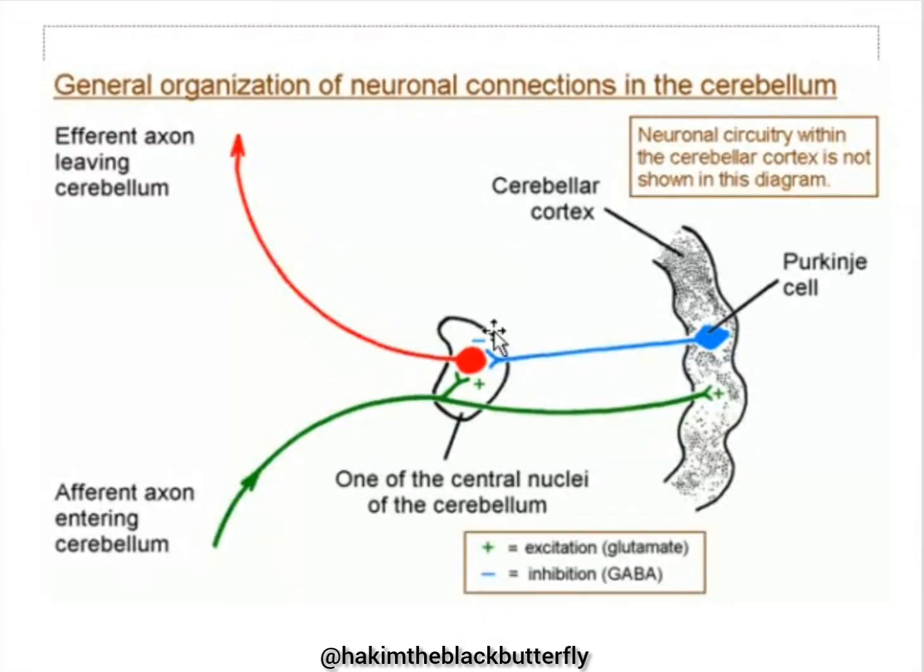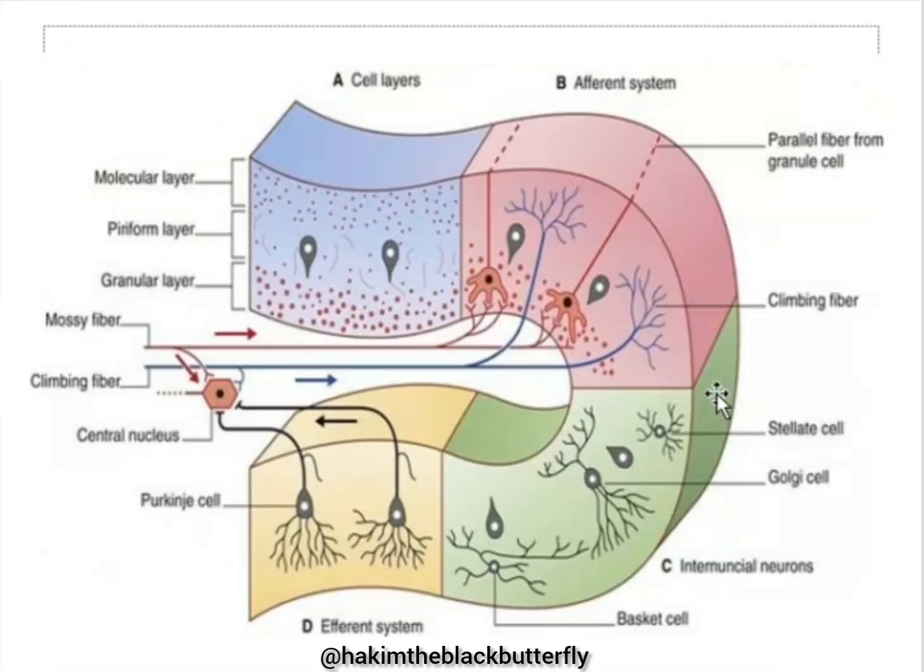The inhibitory neurotransmitter is GABA, the excitatory neurotransmitter is glutamate, the same neurotransmitters we saw when we were talking about the basal ganglia. So we can see the climbing fiber entering, coming from the inferior olivary nucleus of the medulla. It enters up to the molecular layer of the cerebellar cortex.